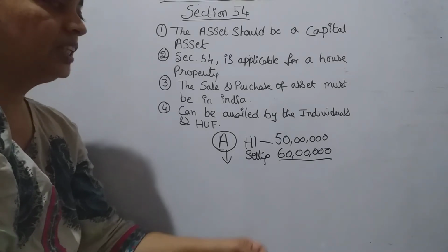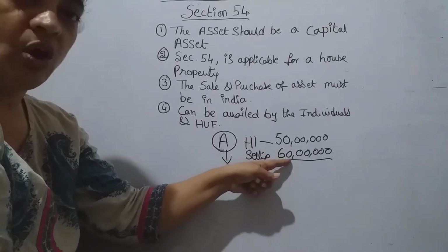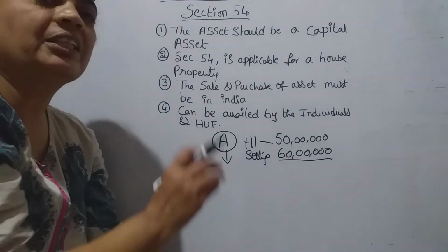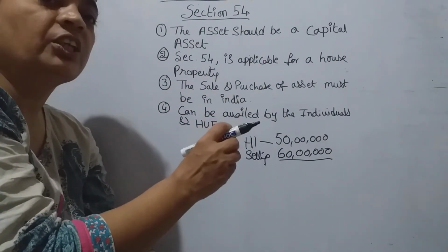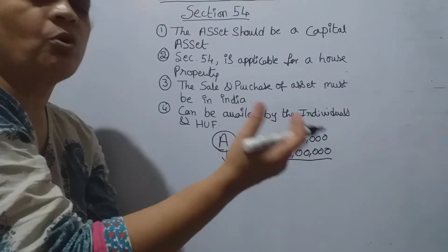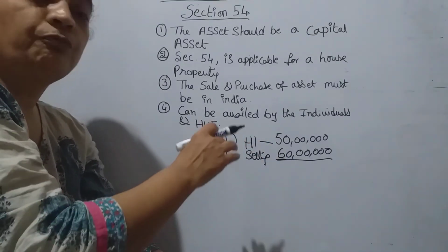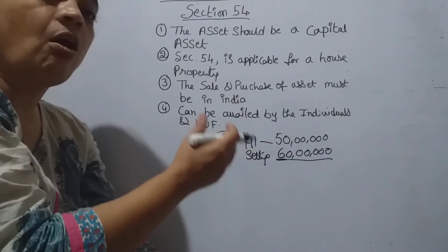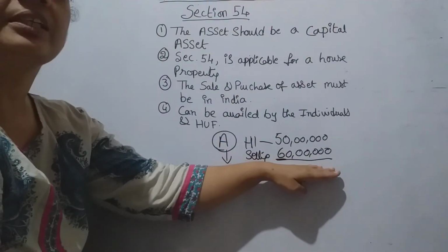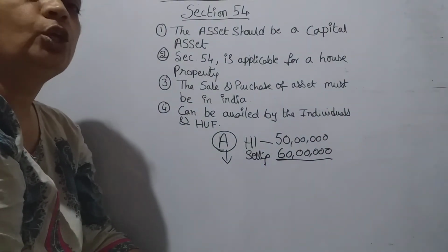Clear? Whatever selling price you got, you sold a property and got 60 lakhs. If you purchase a house within 2 years from the date of sale for 60 lakhs or above, but it should be used, if you purchase within 2 years after or 1 year before the sale, then this amount is exempted from tax.